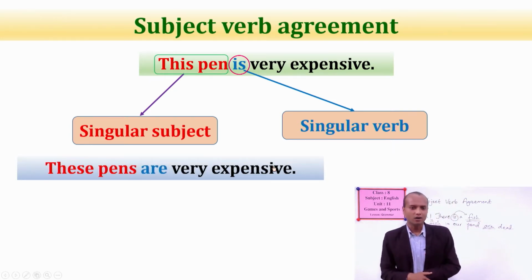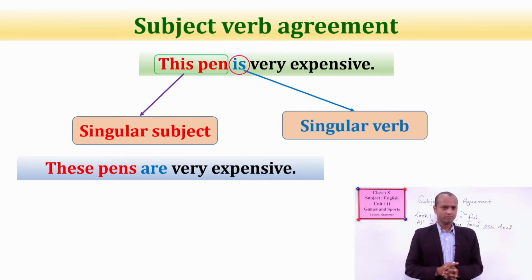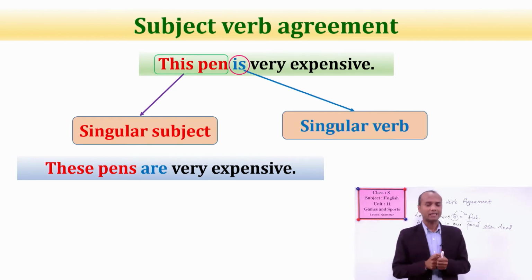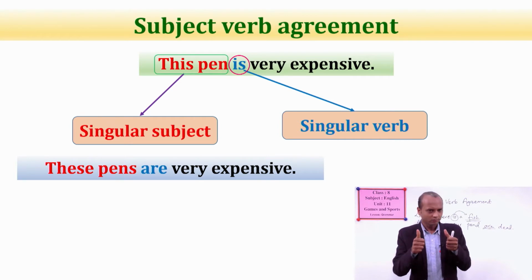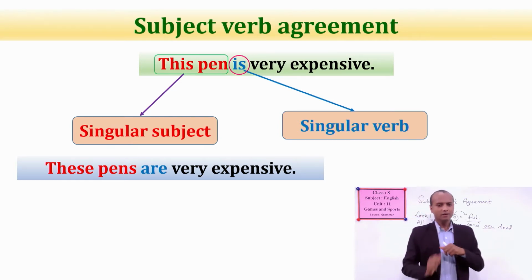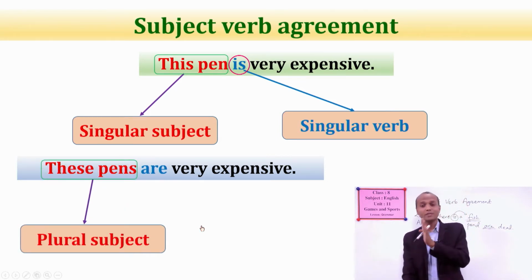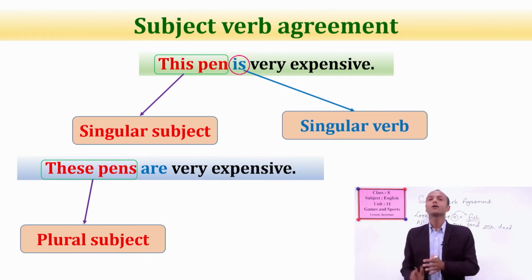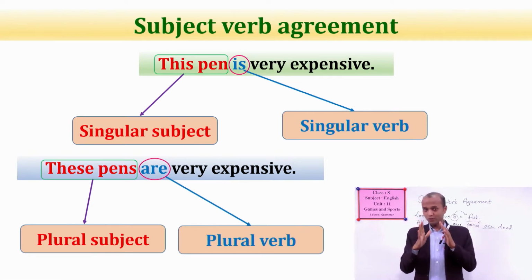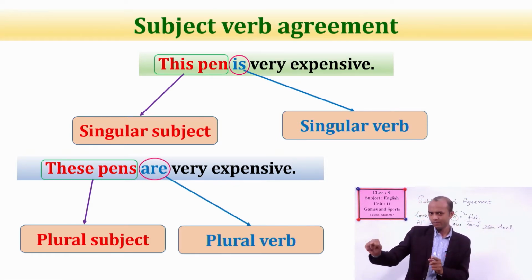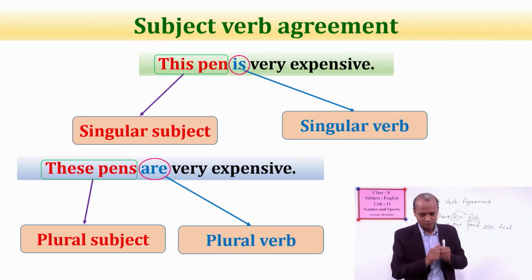These pens are very expensive. So what is the subject there? These pens. How many pens are there? One or many? Definitely, it refers to many. That's why this is called a plural subject, and a plural subject should match with a plural verb. Got it? So now your conclusion should be singular subject, singular verb; plural subject, plural verb. Did you notice it? Yes, very good. Well done.